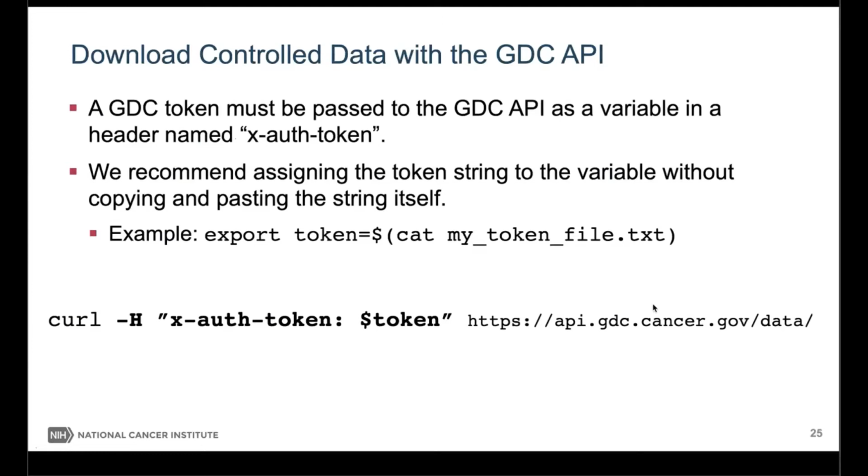One thing we recommend is assigning the token string to the variable without copying and pasting the string itself. If you do export token equals and then copy and paste, that'll work, but your token string will be in your history, which is less secure. So we recommend using $ parentheses and then cat, which will print your token string, and then put this directly into this token variable. So it won't show up in your history. Then when you run a curl command, you would just use -H for header. X-Auth-Token is your key, and then your value would be the token variable with the $ in front. And that should allow you to download controlled data from the API.